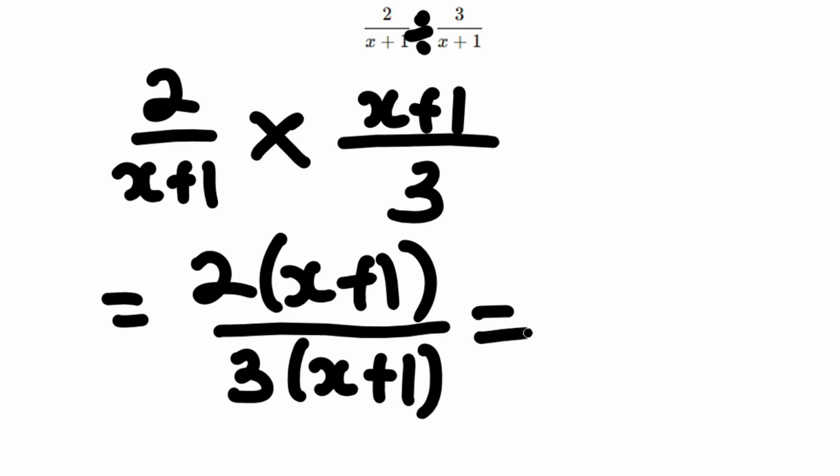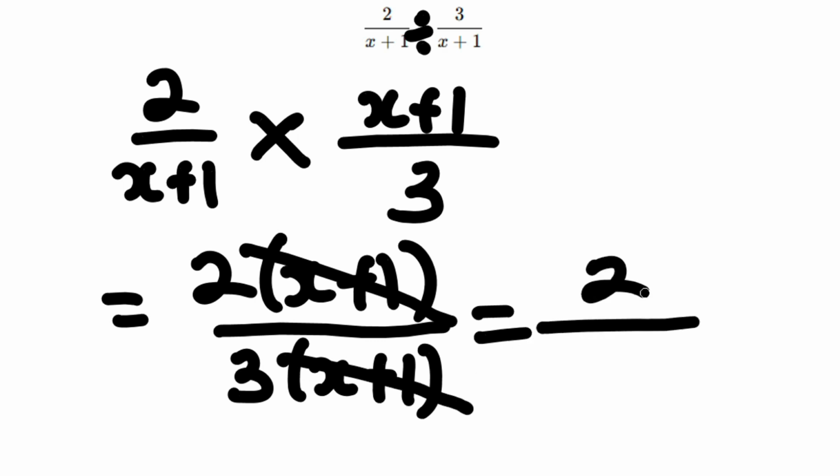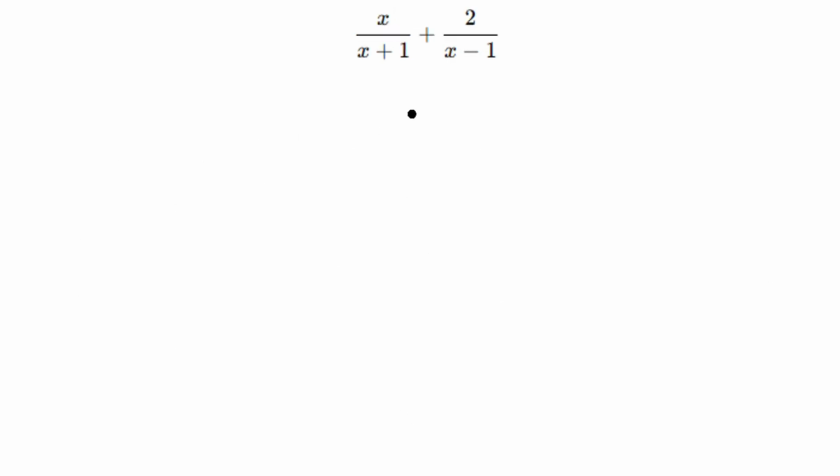If you have that, you can see there's a common factor at the top and the bottom. There's x plus 1 at the top as a factor and x plus 1 down as a factor. So this will be equal to 2 over 3. This is the correct answer. Simplification has happened here. Let's look at other examples.